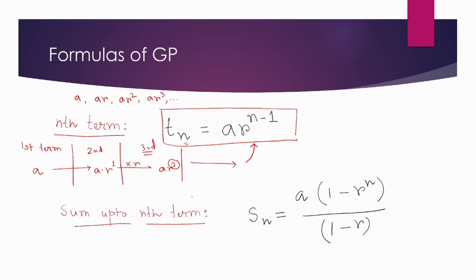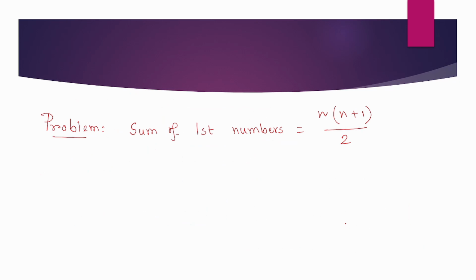So again, if we try to calculate the sum of that series up to the nth term, the formula is given in this way, that is A into 1 minus r to the power n divided by 1 minus r, right? So let us take one problem from both these two sets. The first problem is the sum of the first n natural numbers.